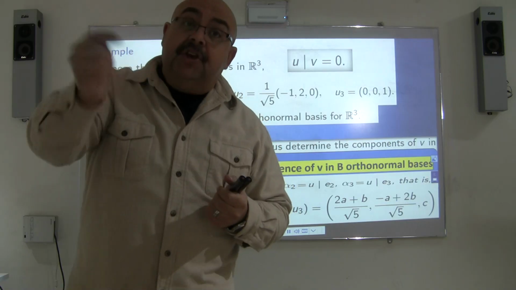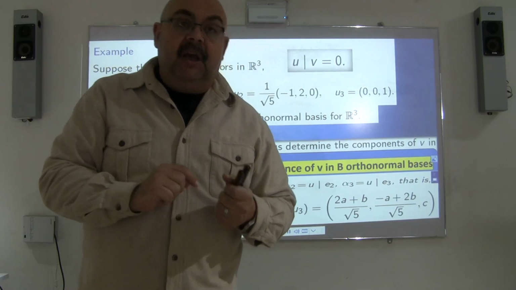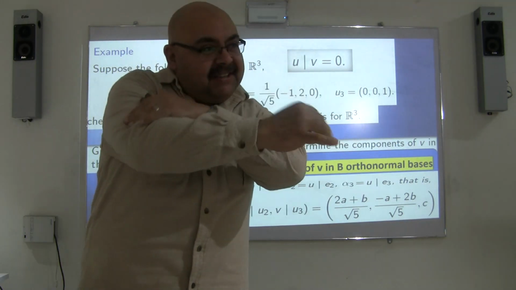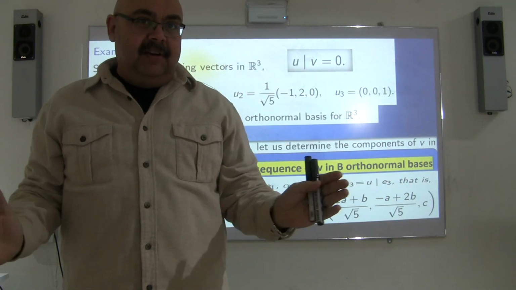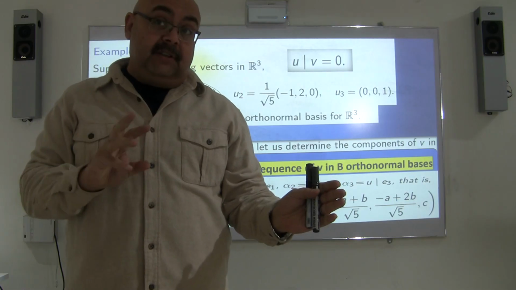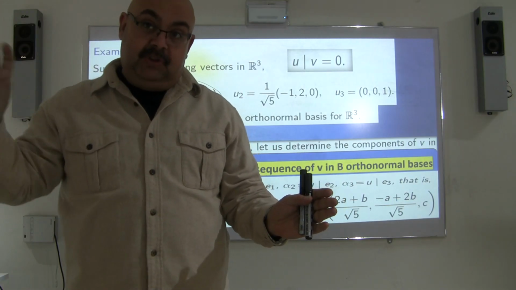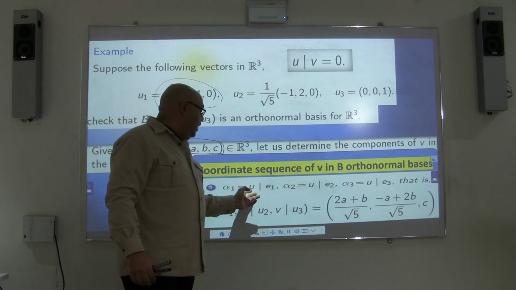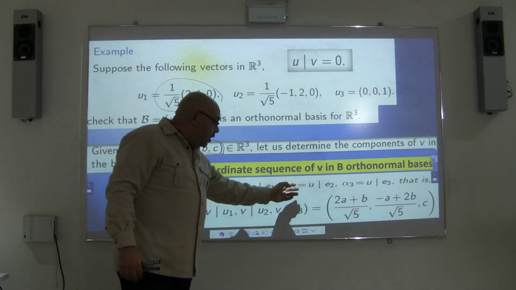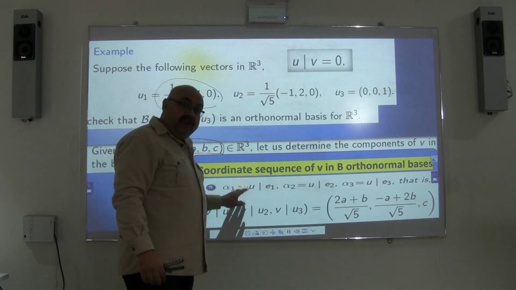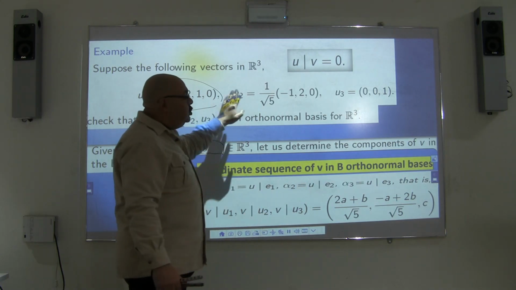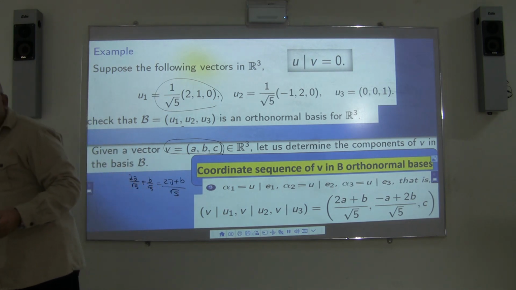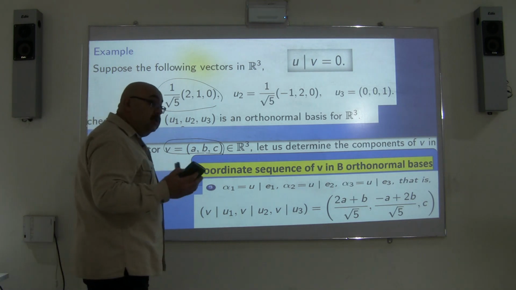What's stated here once more? If I have an orthonormal set of vectors as a basis for a vector space, I can get the coordinates of the vectors in this vector space according to this relation by multiplying U times E1, U times E2. So multiplying the vector by the elements of the basis of this vector space. Okay? Any questions?